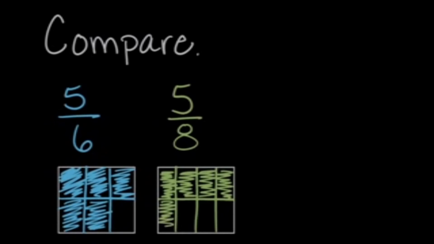So, what is the rule? When the numerators are same, we will compare the denominators, and the fraction having the greater denominator will be smaller than the fraction having lesser denominator. So here 6 is smaller than 8, so 5/6 is greater than 5/8. Okay? So this is how you will compare.